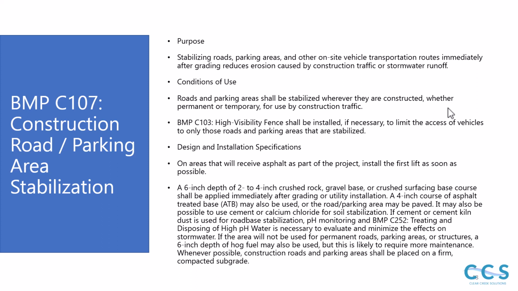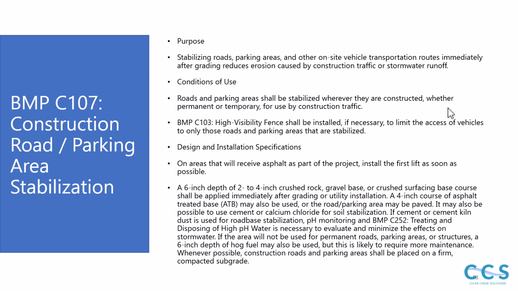On areas that will receive asphalt as part of the project, install the first lift as soon as possible. A 6-inch depth of 2 to 4 inch crushed rock, gravel base, or crushed surfacing base course shall be applied immediately after grading or utility installation. A 4-inch course of asphalt treated base may also be used, or the road / parking area may be paved. It may also be possible to use cement or calcium chloride for soil stabilization.